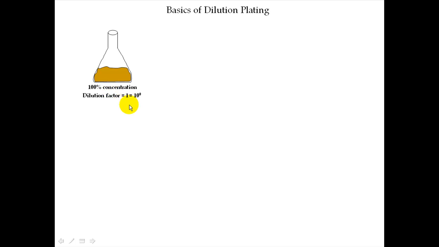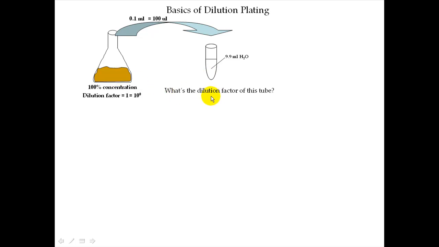One way to dilute this is to take a volume out of your original sample. For example, 1/10 of a milliliter. And by the way, 1/10 of a milliliter, that's the same thing as 100 microliters. And then putting that volume of your sample into a test tube that has 9.9 milliliters of water in it. So by doing this, you then dilute this original sample. The question though is exactly how dilute is this compared to the original sample? In other words, exactly what is the dilution factor of this test tube?